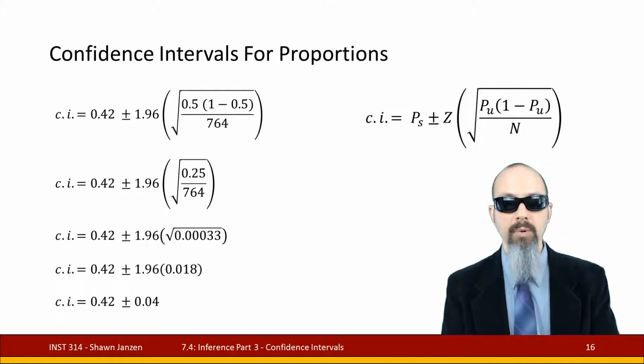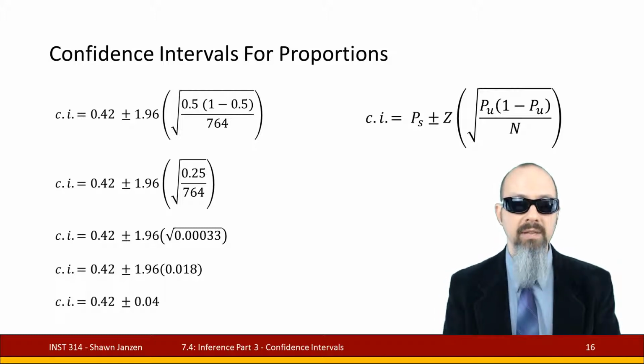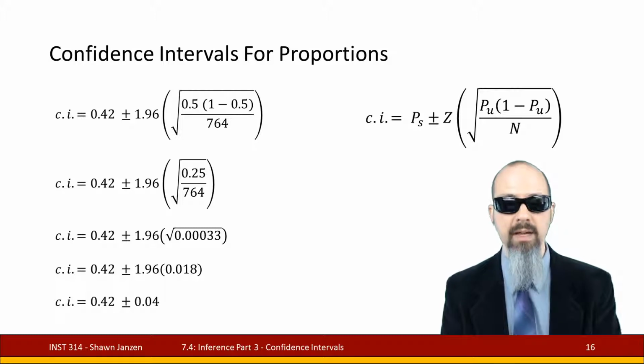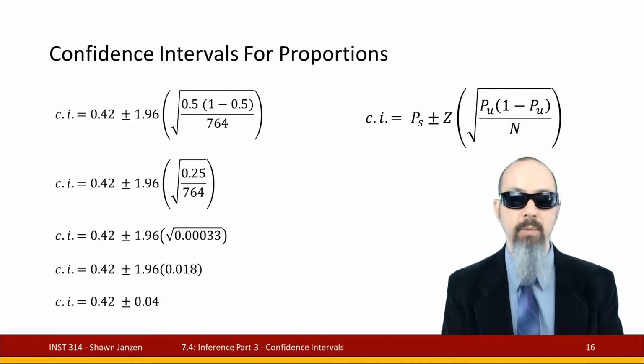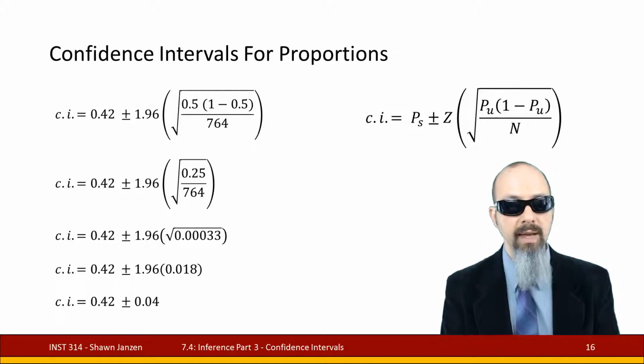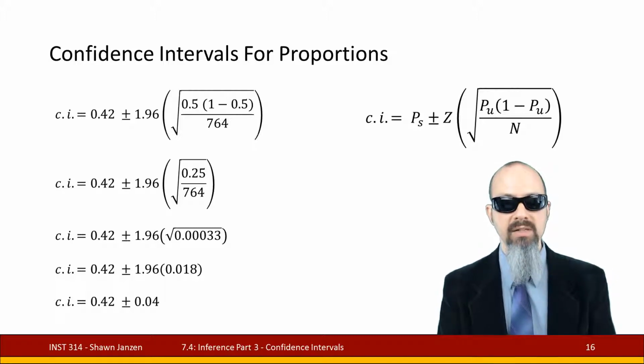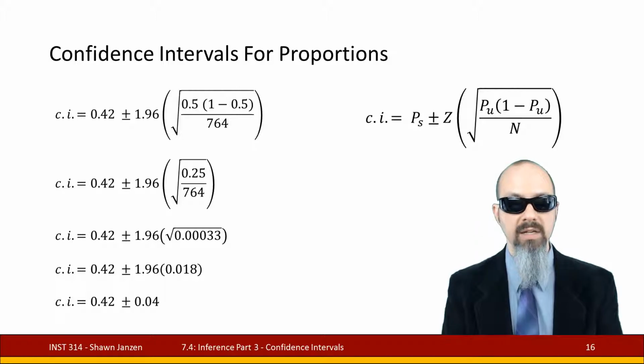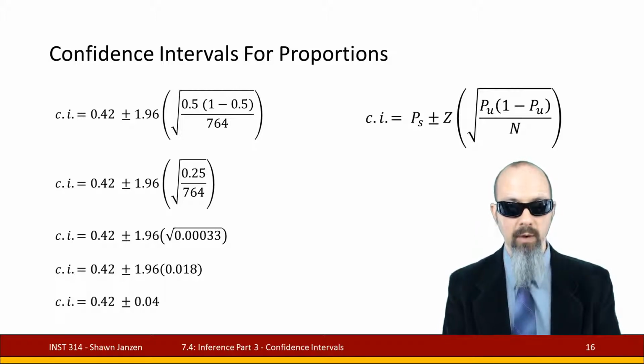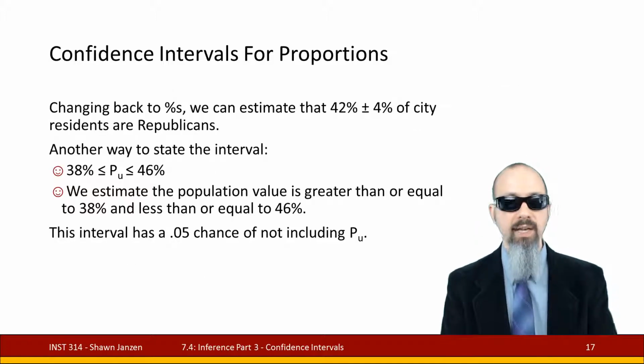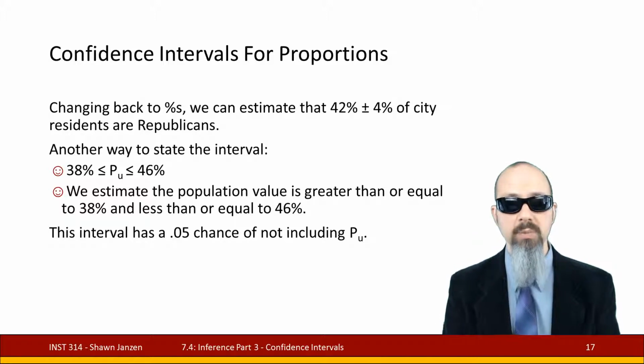And then we plug in to those parentheses with the square root. I said that our p sub u is going to be 0.5. We'll plug that in. And then underneath, in the denominator, we have n, which is 764 people in our sample. We do the math, and it breaks down to 0.42 plus or minus 0.04.